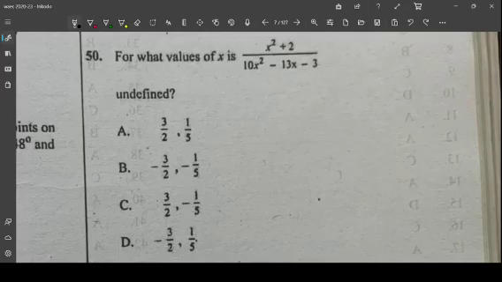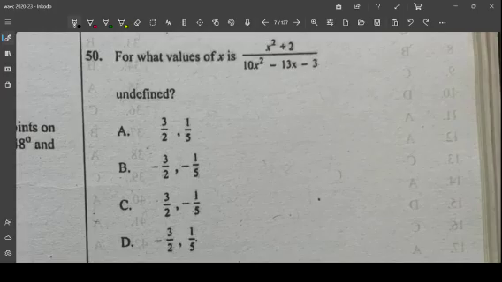All right, so welcome to question 50, which is the last question for this 2023 WAEC objective question. It says, for what values of x is x squared plus 2 all over 10x squared minus 13x minus 3 undefined? Now, when they ask you what will make a fraction undefined, a fraction is undefined when the denominator is equal to 0.